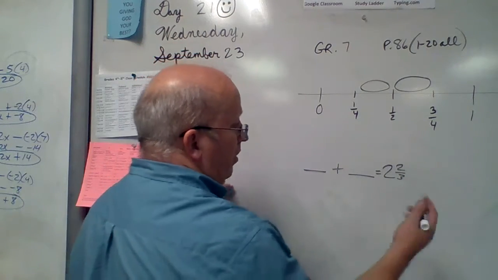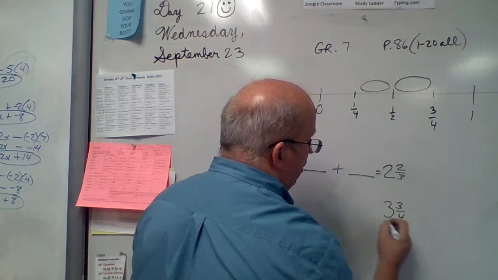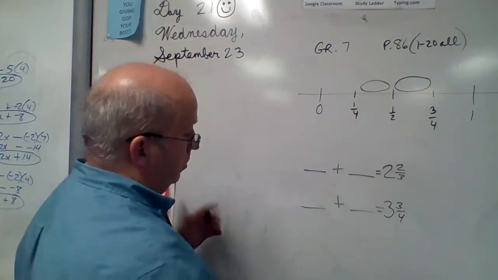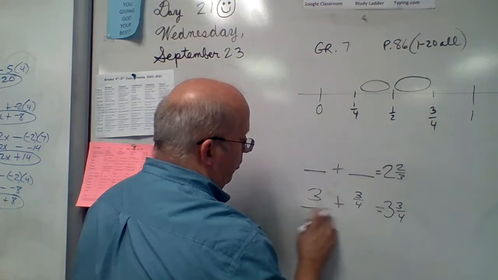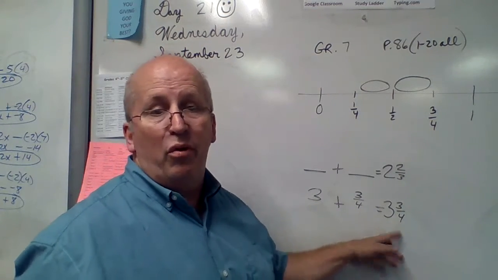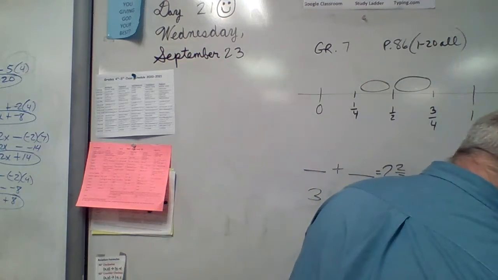I'll try one that's slightly different. What if I had the number 3 3/4? And somebody said, give me an addition problem for that. Well, to me, it's pretty easy. Just write 3, write 3/4, and you're done. There's an addition problem that has an answer of 3 3/4.